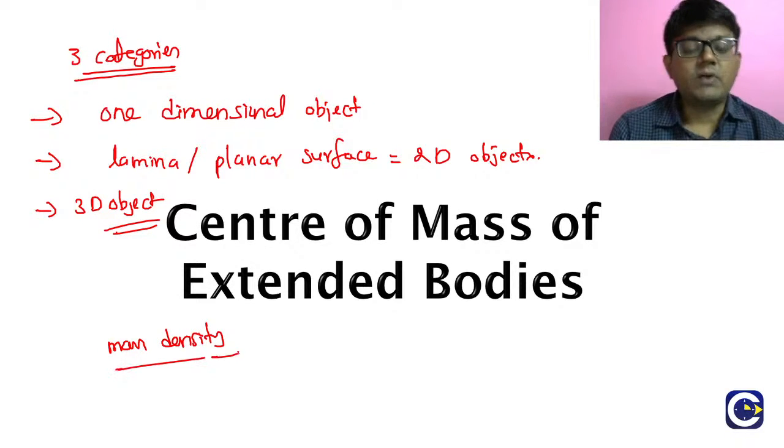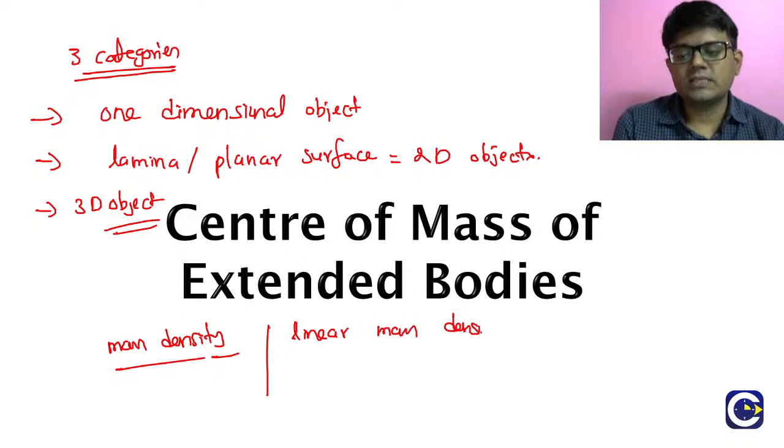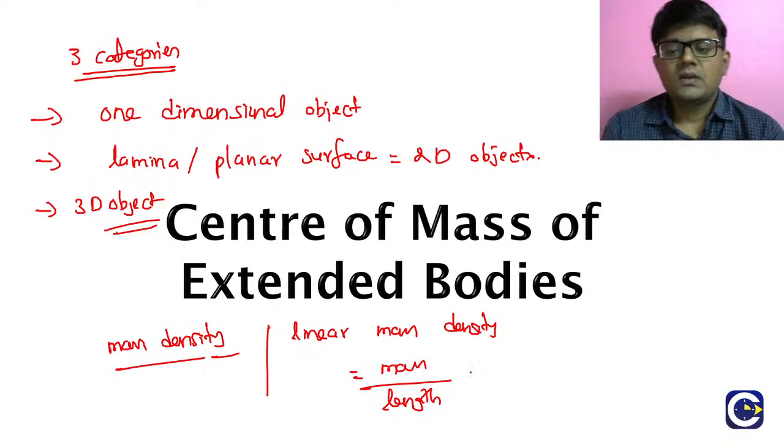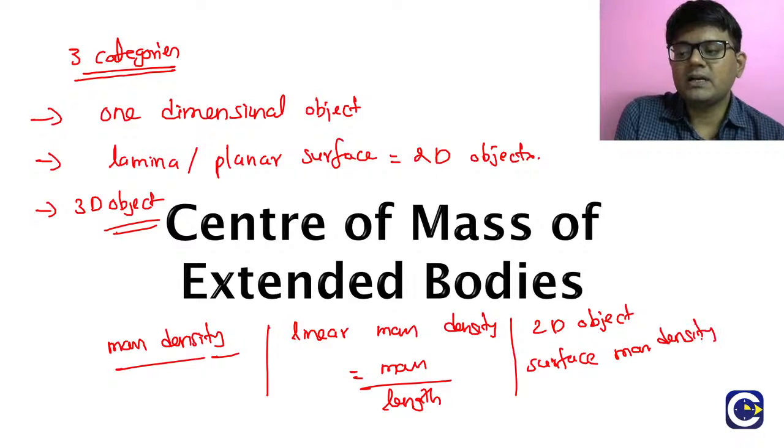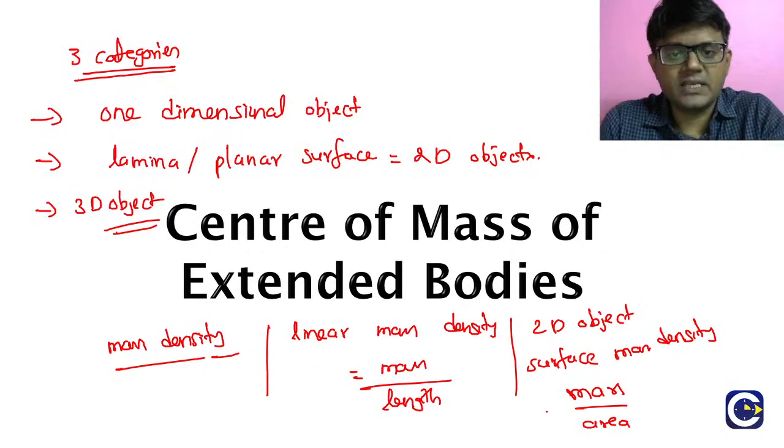In the case of a one-dimensional object, we call it the linear mass density, which means mass per unit length. In the case of the 2D object, it is the surface mass density, which is the mass divided by the area. For the general case, the density is mass by volume.